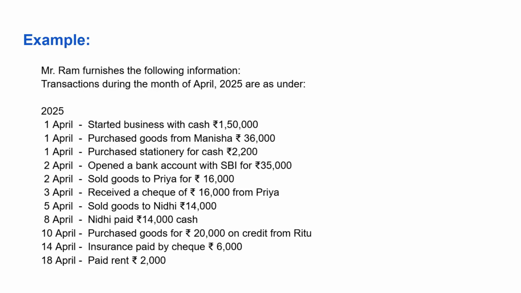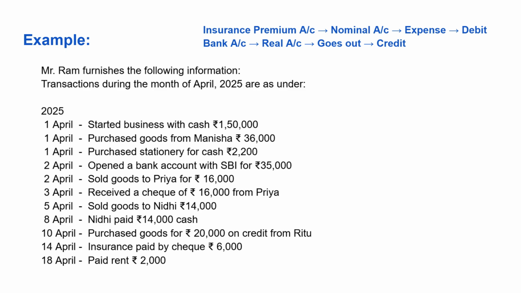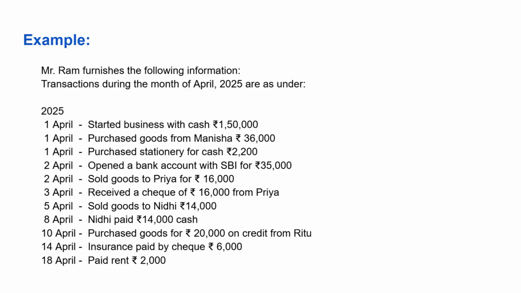Next. 14th April, insurance premium paid by check 6,000 rupees. Here the two accounts affected are insurance premium account and bank account. Because we have paid by check, so bank account. Insurance premium account, it is nominal account because insurance premium is expenses, so it is debited. And bank account is real account, and cash goes out of the bank, so it is credit. Let's see how we'll record it.